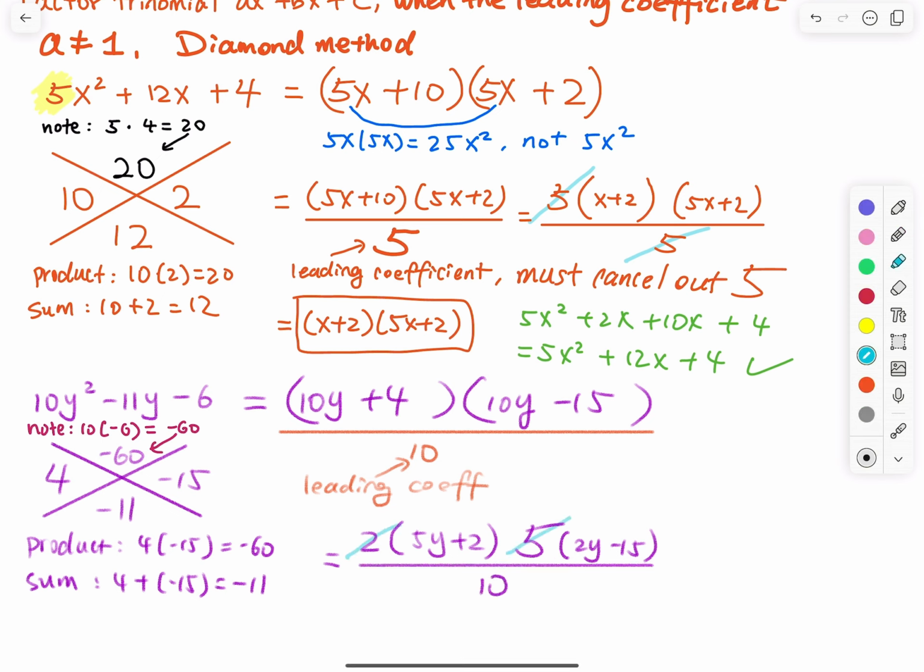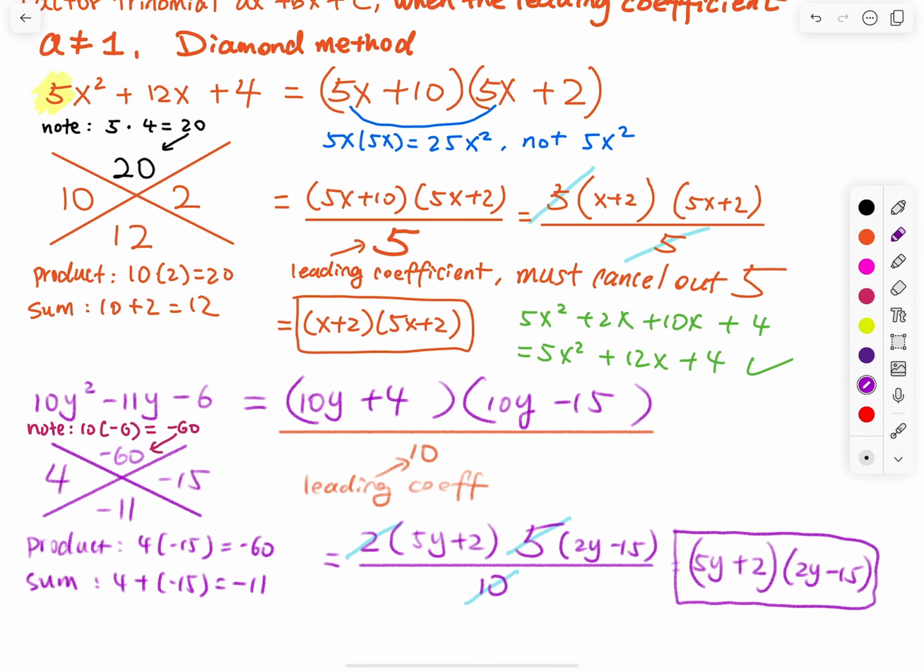2 times 5 is 10. That is enough to get rid of the 10. And then whatever is left, that is your final answer. So that is 5y plus 2, and then we have 2y minus 15. This is your answer. So you have that at the beginning. You factor, then you get this.